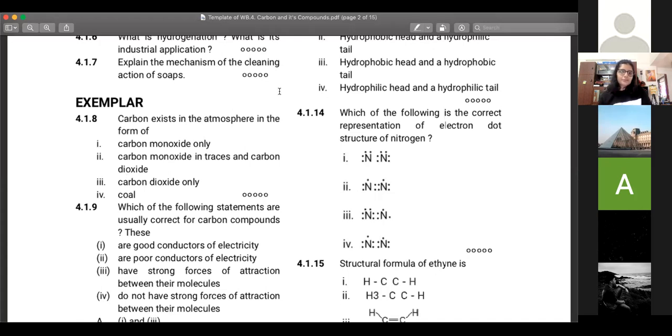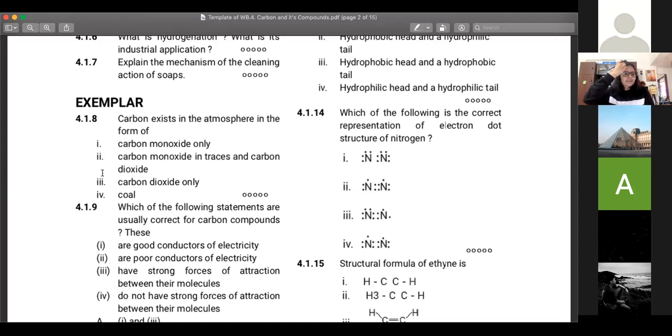So atmosphere, meaning around you. What form is carbon in? Carbon dioxide is there, and yes, carbon monoxide. I don't know about monoxide. I have to think about that. So it's between 2 and 4. Yeah.